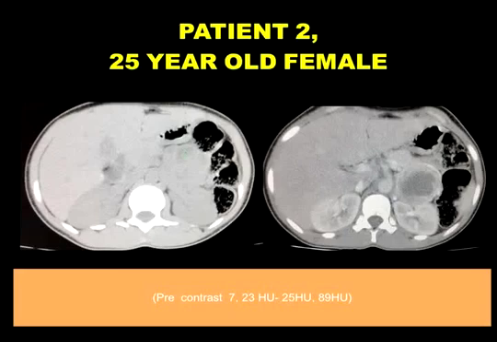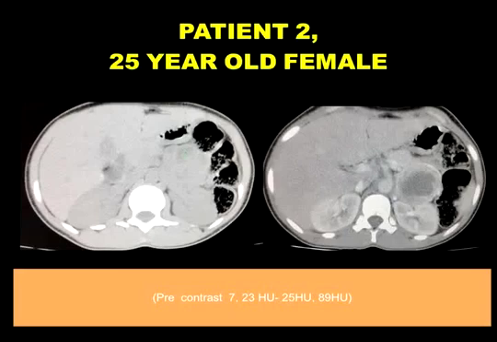So this is a contrasted image. Why do I say contrast? We see the vessels standing out and bright, and then the kidneys taking up contrast. So we see it still has that central area of hypodense, and then the surrounding solid area, which highly takes up contrast. So we see pre, it was about 7 to 23 Hounsfield units, and post 25 to 89.